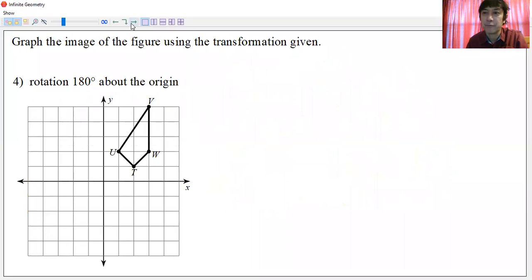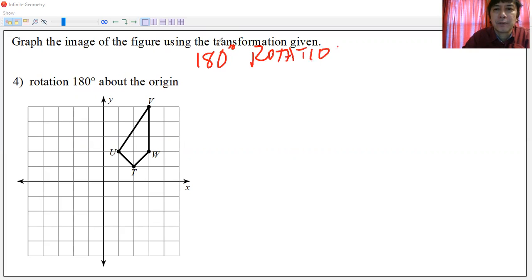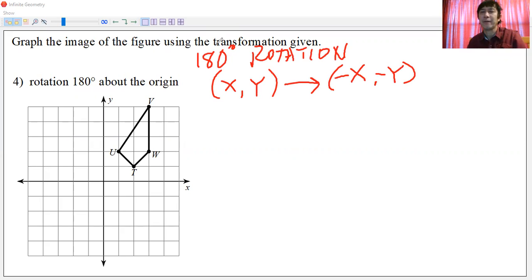Here's number 4. Going back to rotation 180 about the origin. So let's recall the rule. For 180 degrees rotation, we have the formula (x, y). It remains (x, y). Only the signs are changed there.